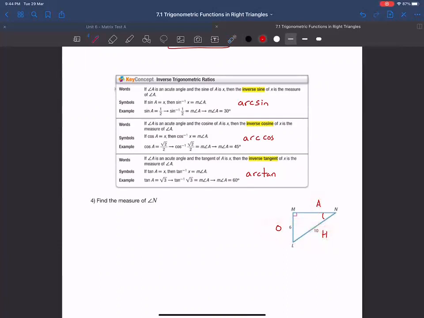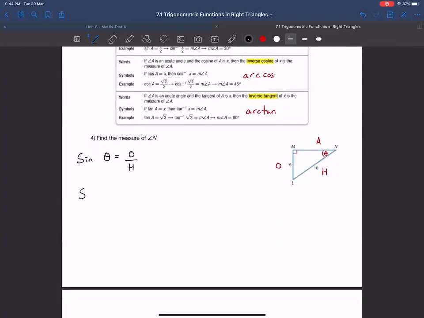So we can see here that my sine has sine of an angle. So we'll say, let's call this angle theta, just because we like theta. So we can say here that the sine of theta is equal to my opposite divided by my hypotenuse. So we would get that my sine of theta is equal to 6/10.